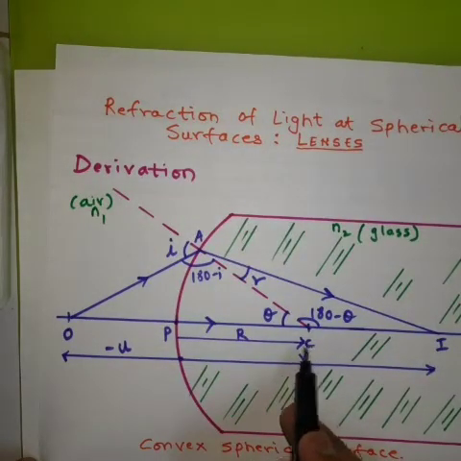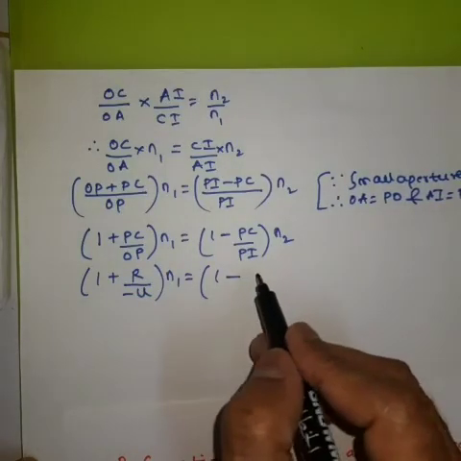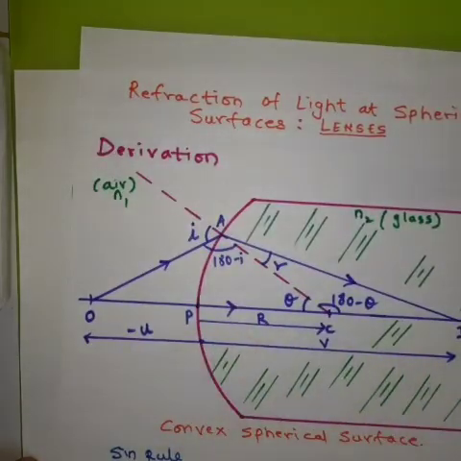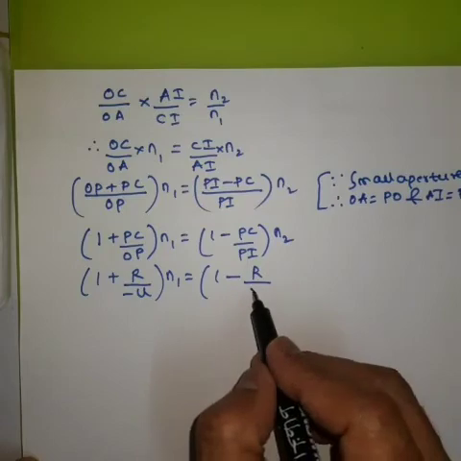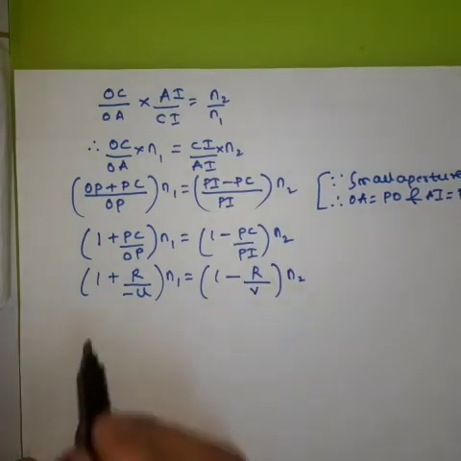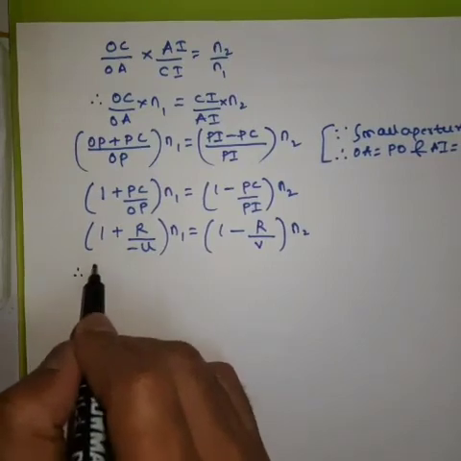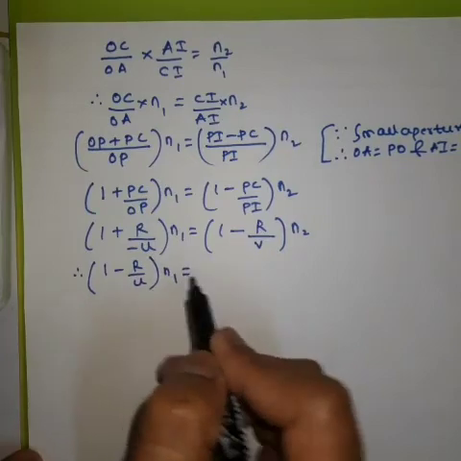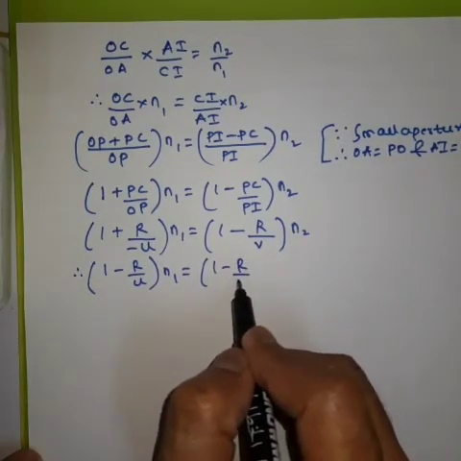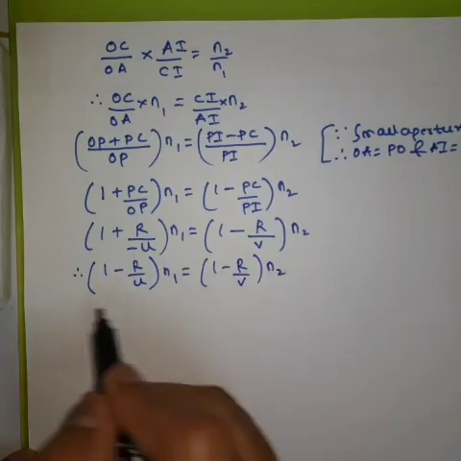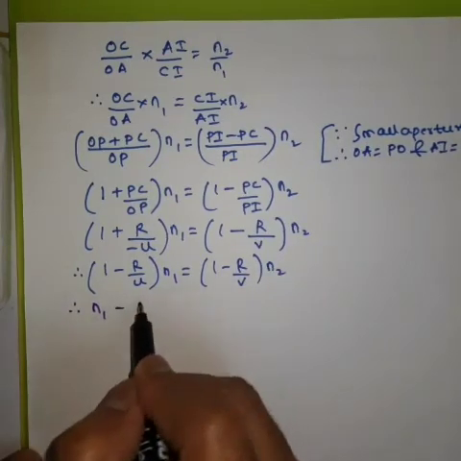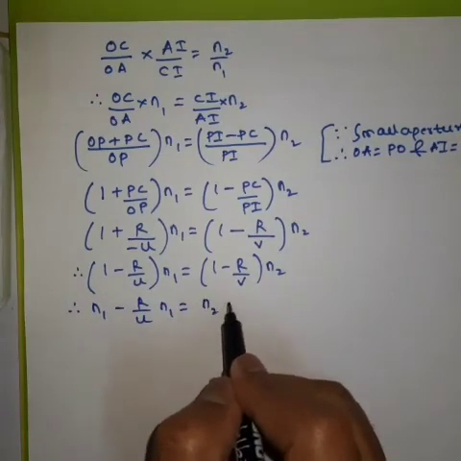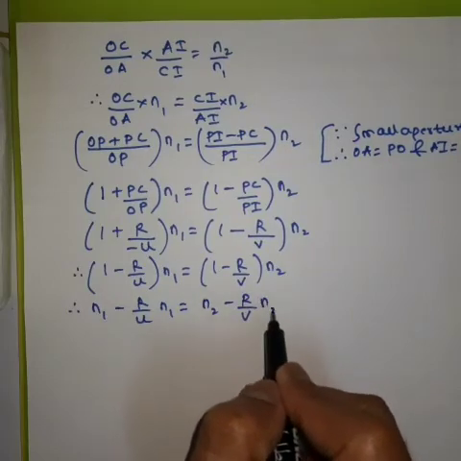PC is R, so we get PC as R over here, upon PI is again V, so it's V and N2. If I simplify this ahead, therefore 1 minus R by U into N1 equals 1 minus R by V into N2. I open brackets, so I get this as N1 minus R by U N1 equals N2 minus R by V N2.